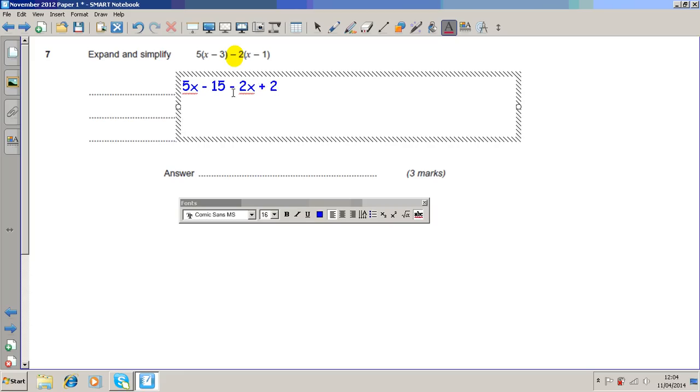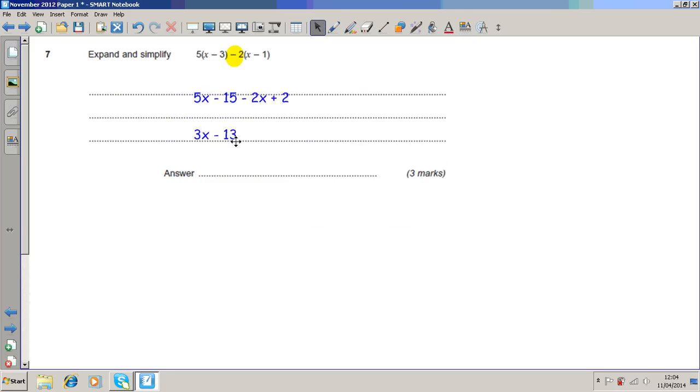Now put them together, 5x take 2x is 3x, and minus 15 plus 2, minus 15 add 2 is, oh, careful, minus 13. And there we have it.